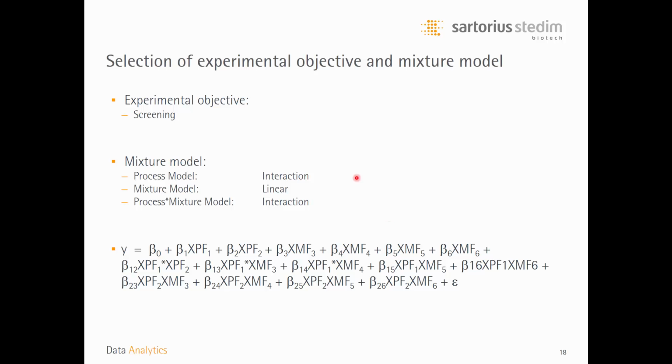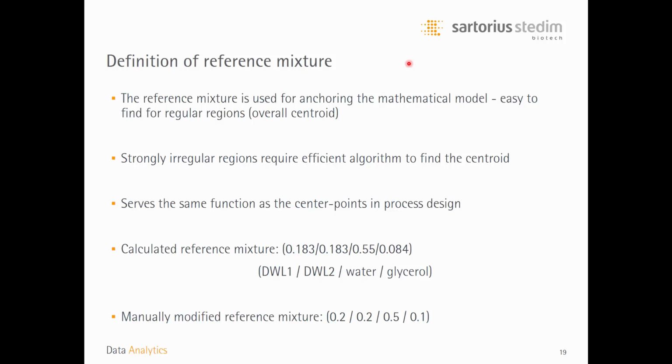When you're doing DOE in the next stage, you have to select which experimental objective and mixture model you would like to work with. We selected experimental objective screening because this was an initial assessment, and in order to limit the number of experiments required, we took a not overly complicated model. So the full model is seen down here. It has an interaction between time and temperature, only linear terms among the mixture factors, and then interactions between the process and mixture factors.